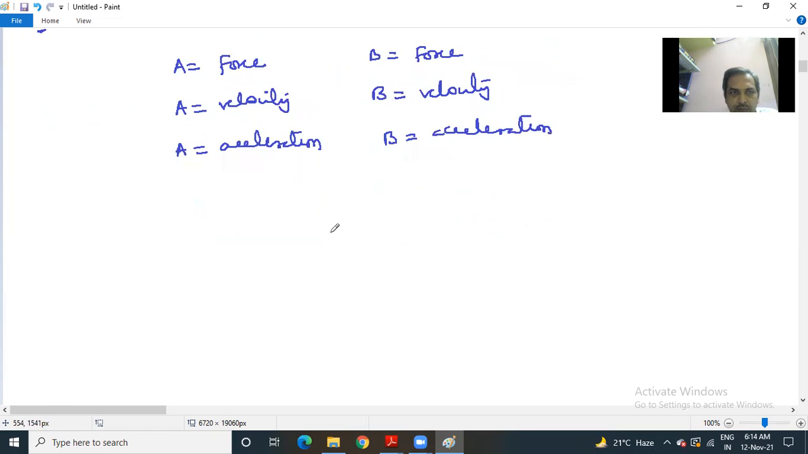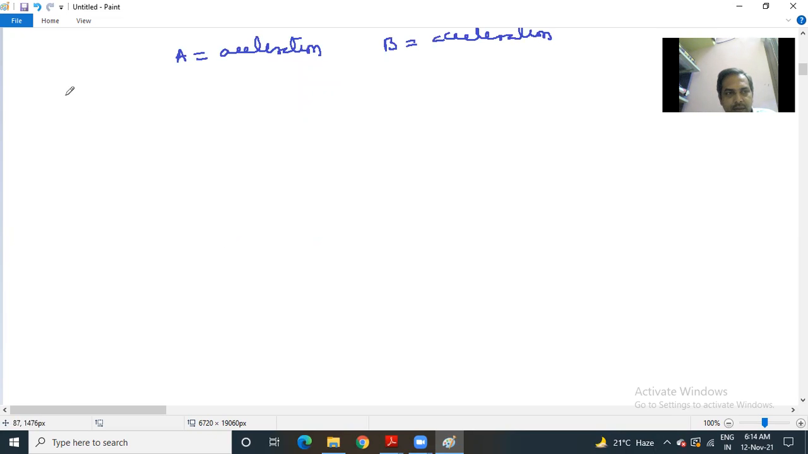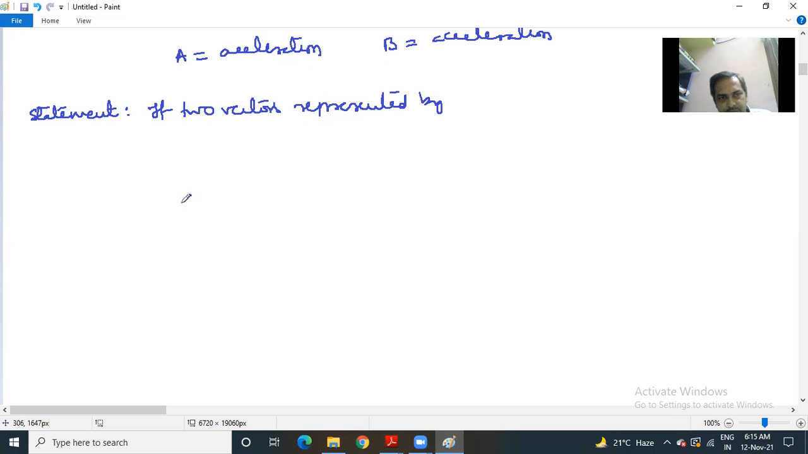Now there will be a statement: if two vectors are represented by, let's try to understand with the help of a diagram. This is one side of the parallelogram, and this is the other side. You call this vector A, whose magnitude is OA, and this vector B, whose magnitude is OB.